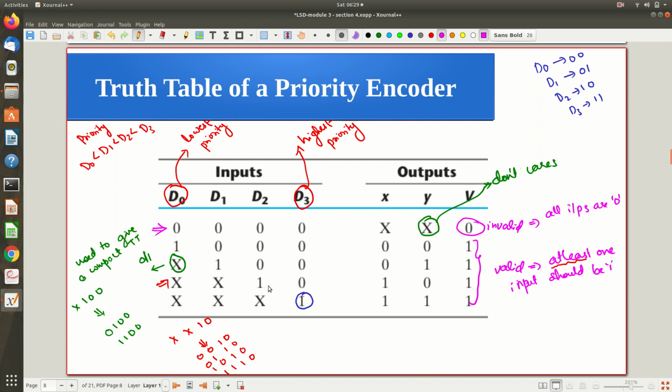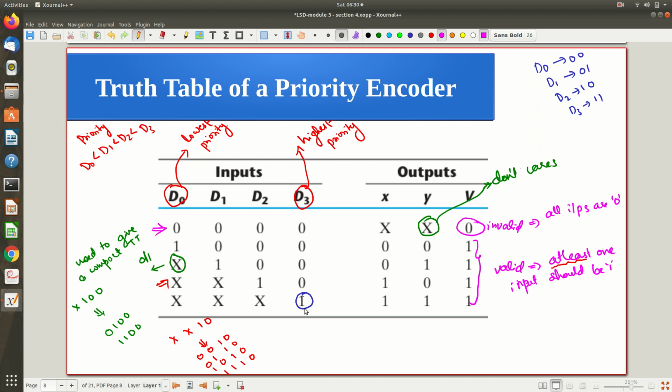Similarly here D2 is 1. All others, D3 is 0. That you have to ensure. D3 is 0. So that is why the highest priority goes to D2. Whatever it is for D0 and D1, you will get the binary of D2, that is 1, 0. See here, this is the last case where D3 is 1. So definitely priority will go to D3. So it will always give you the output as 1, 1 irrespective of D0, D1 and D2. Right, hope the truth table is clear.